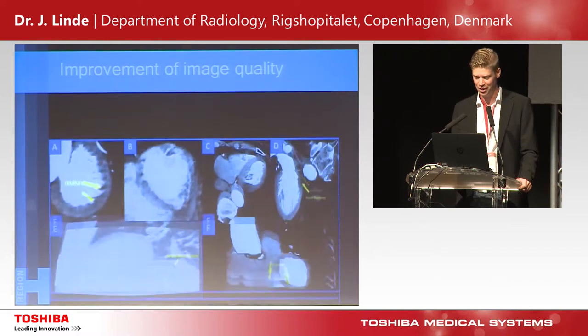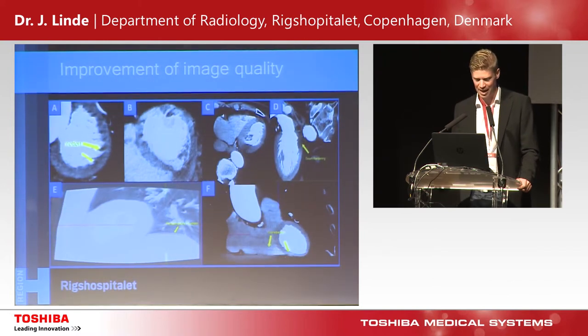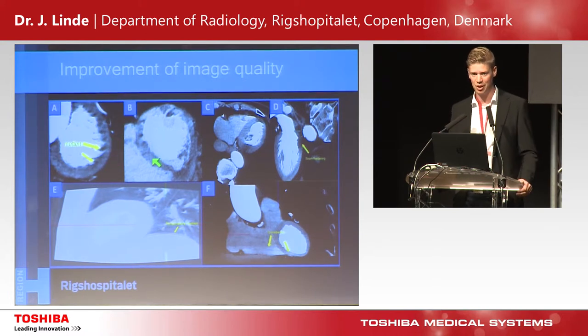So, improvement of image quality. In example A, we see a typical example of cardiac motion, which is shown as these black spots that can be streaks or spots. And it can mimic, in some cases, a real myocardial perfusion defect. In example B, we see a clear example of very poor motion artifacts, and it's not possible to say anything here. This is due to the patient actually taking a breath during image acquisition, and this can be identified here in example E as a double contour of the diaphragm.